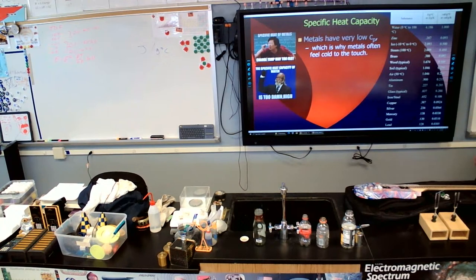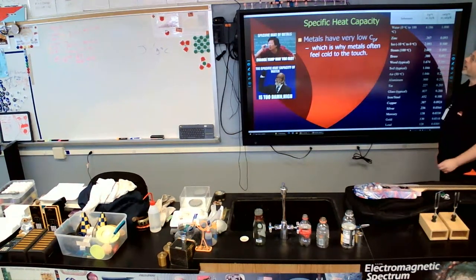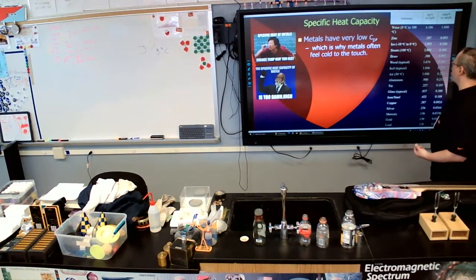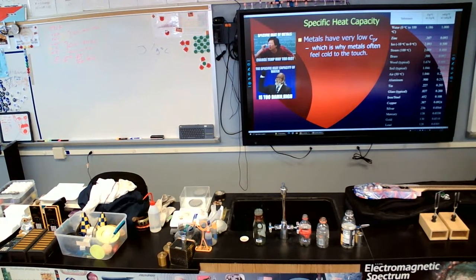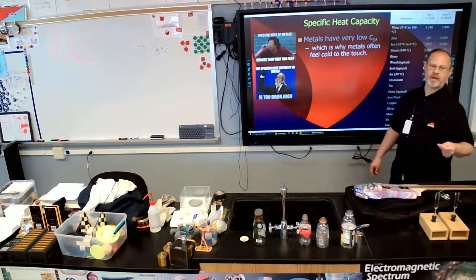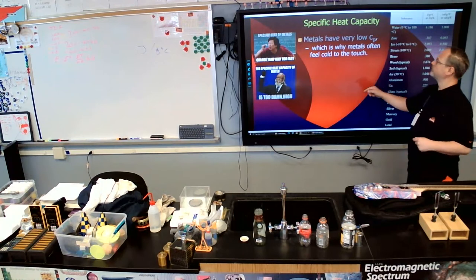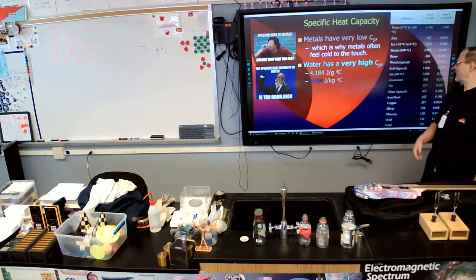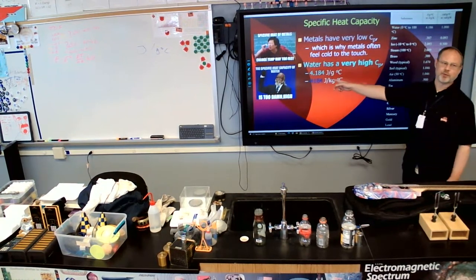And there's one big one, and it's water. Water's specific heat is 4.184. That's going to come up in a second. That's going to be the number you're going to have to remember a lot. Water's specific heat is 4.184. I know, it's 4.186 up there. And it's also 4184 if you're a physicist.